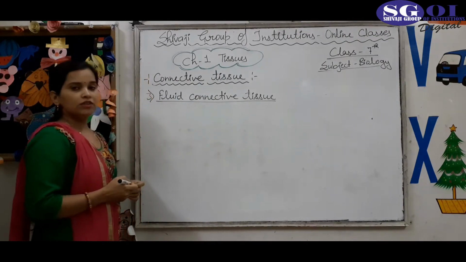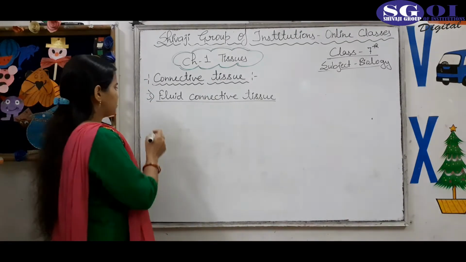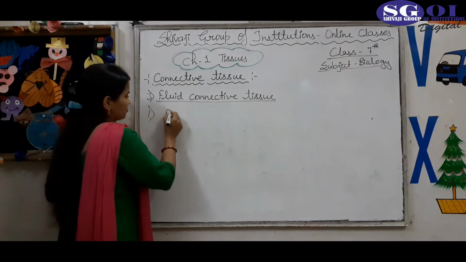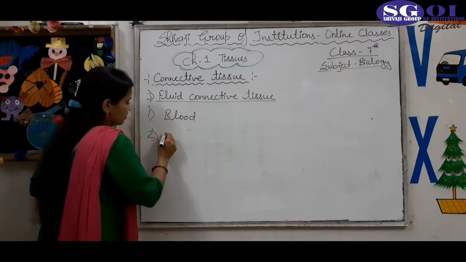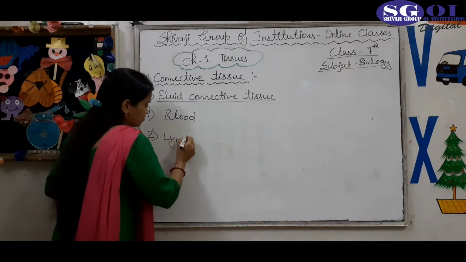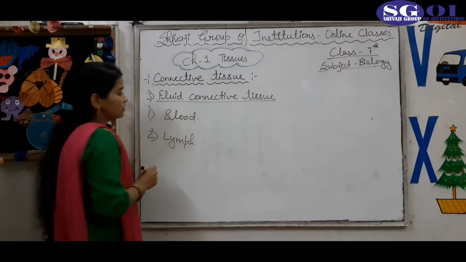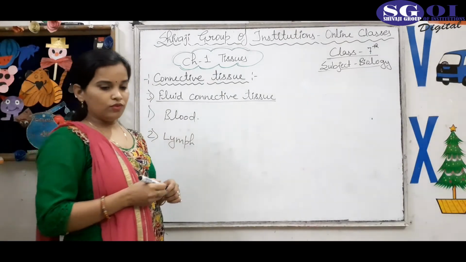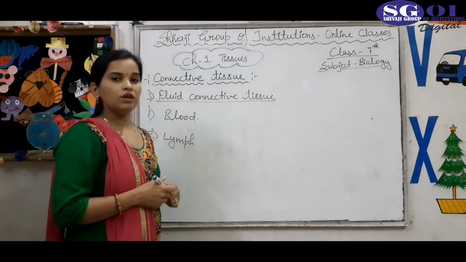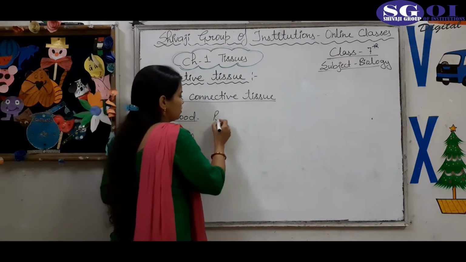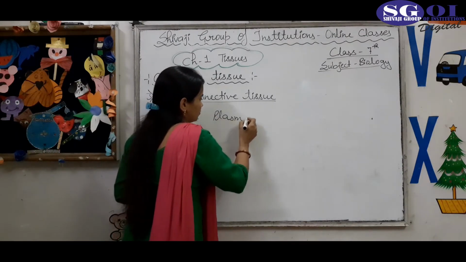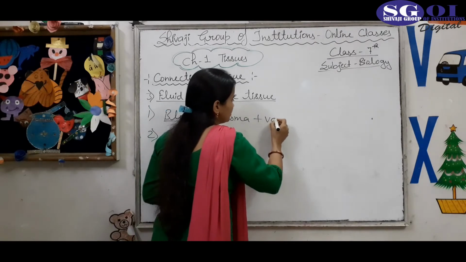The fluid connective tissue is also of two types. First is blood and second is lymph. Blood is composed of a straw colored fluid called plasma and various cells. Means the composition of the blood is the plasma and various cells.